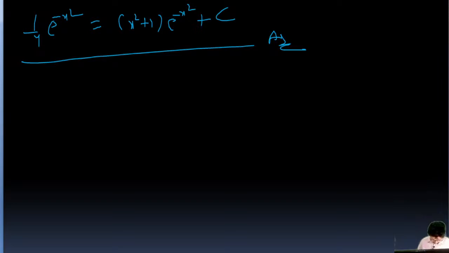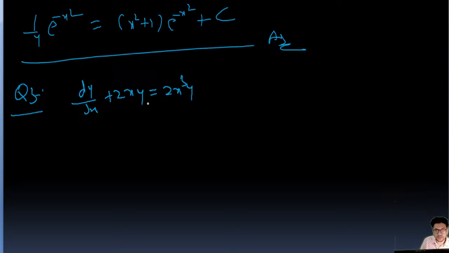Okay, next question, question number 3 I believe, that is dy over dx plus 2xy equal to 2x cube y. So this is the question.